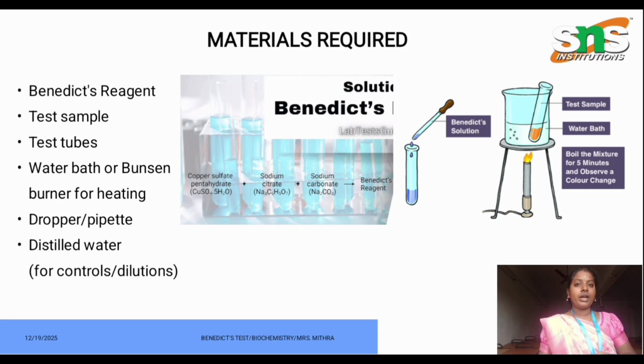Even if we apply heat to that sample, the test tube color does not change from blue to red, it remains blue. If it remains blue, no reducing sugar is present. And further, with changes in color, the reducing sugar concentration will vary accordingly.